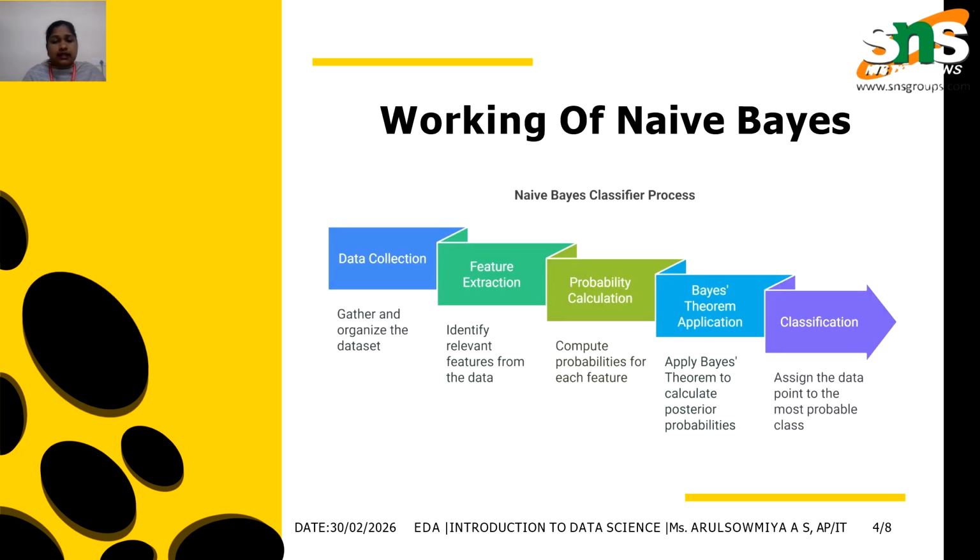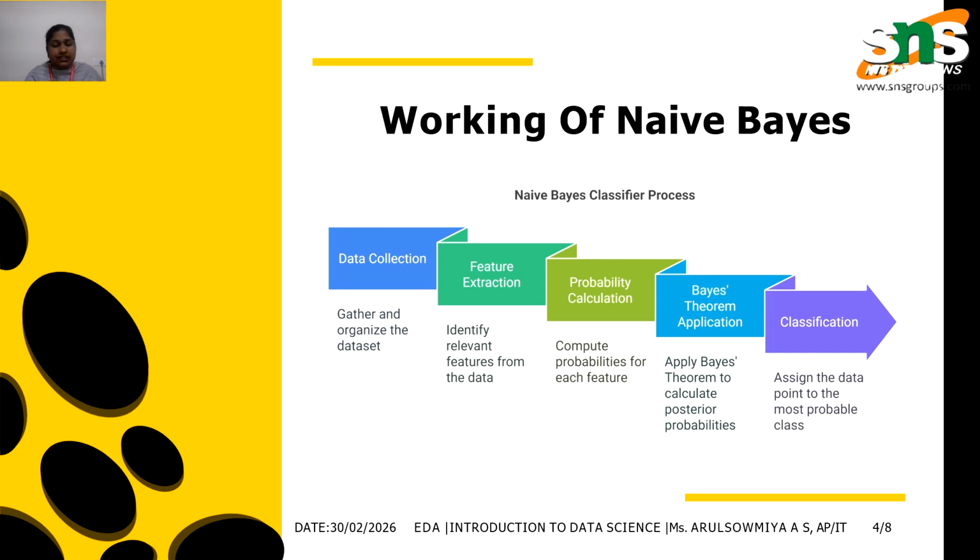So let's see the working of naive Bayes. The naive Bayes classifier process has 5 steps. The first one is data collection. The second one is feature extraction. The third one is probability calculation. The fourth one is Bayes theorem application. And the fifth one is classification.